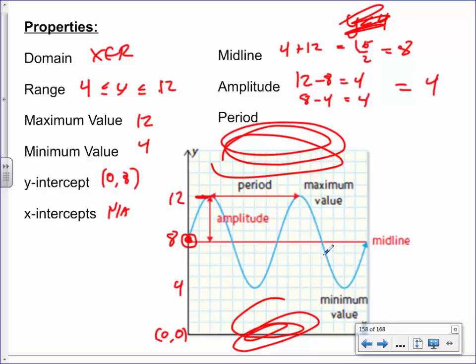Last little bit is to find that period. So we need to figure out how far it is from, say, here to here. 8. Okay, cool. It was also 8. Or, by the way, you could go from, say, here to here. 1, 2, 3, 4, 5, 6, 7, 8. So that makes sense? Awesome.